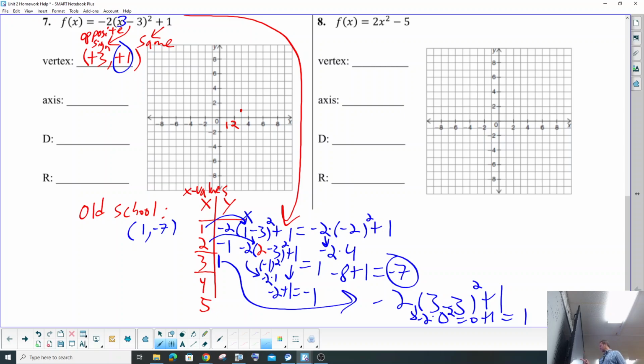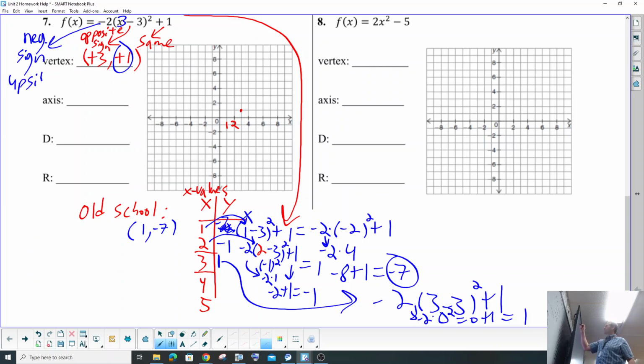I feel like I made a mistake on this one, though. Did we make a mistake? Let me see. Oh, okay, that's -7. That's not -2, because that was part of the formula, so it's actually -7. What does that mean? What does the negative sign mean on the outside of the function?